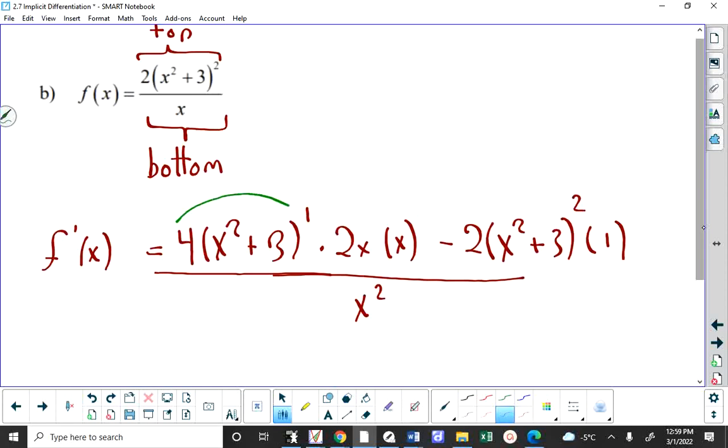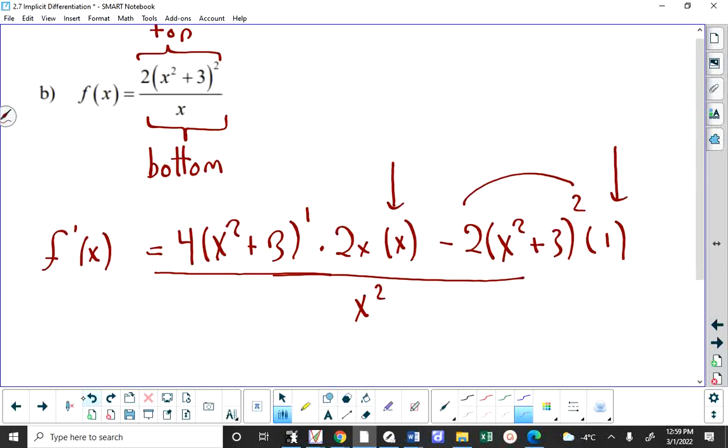This is the derivative of the top. Just double check that. 4 times (x squared plus 3) to the 1 times 2x. That's the derivative of the top, and it's fine. Multiplied by the bottom, which is here, and that's good. Minus, that's correct. This is the top times the derivative of the bottom over the bottom squared. It looks fine to me. So you're okay with that?